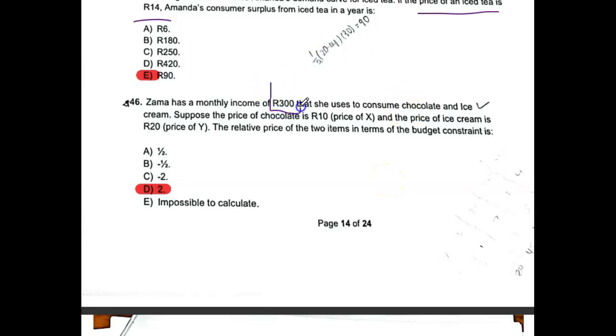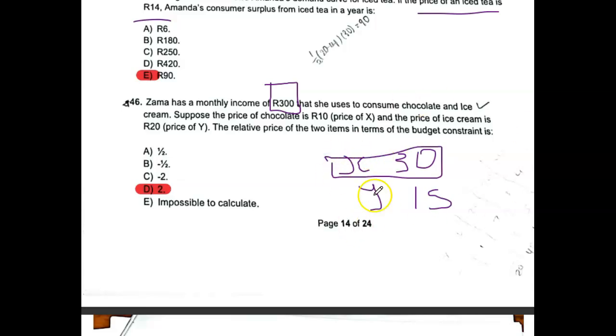You can normally say that, but they're saying you have an income of 300 Rand. So how are you going to do it? Ask yourself, in good X, how many products can you buy with 300 Rand? 300 divided by 10 is 30. How many products can you buy with Y? You can buy 15. Now, what is the opportunity cost of good X with the income constraint of 300 Rand? You can buy 30 over 15, which is 2. That is why your answer is D.